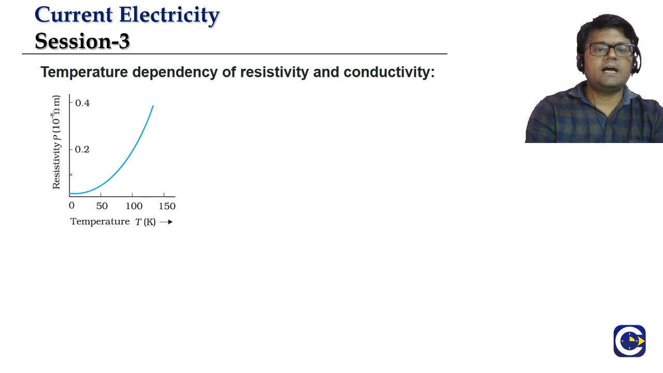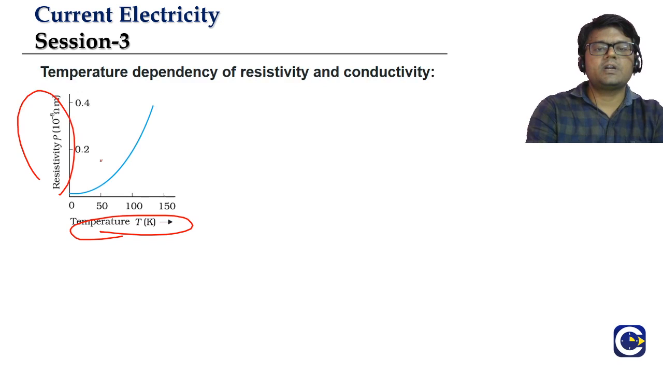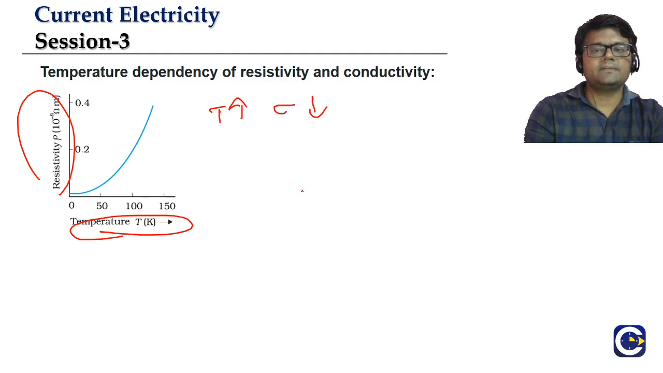So what is the observation we had in the case of the metals? Increasing temperature means resistivity is increasing. We can also say it in another way: increasing temperature, conductivity is decreasing. Look at the conductivity formula. What is the conductivity formula? Sigma is equal to N E square by M into tau. This is the conductivity formula.